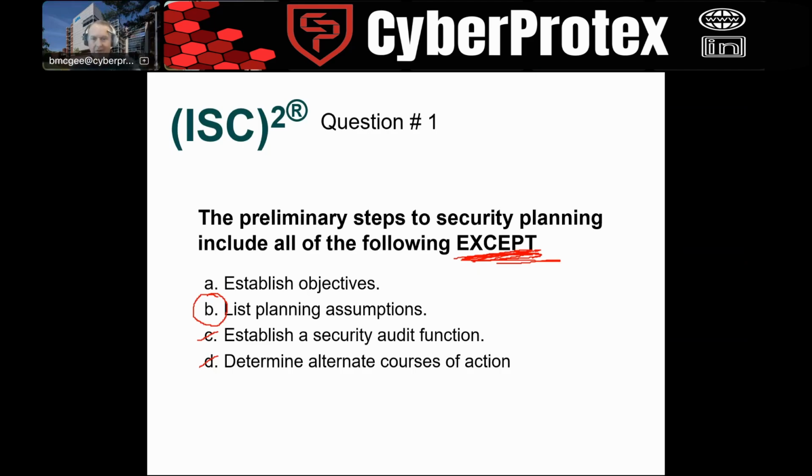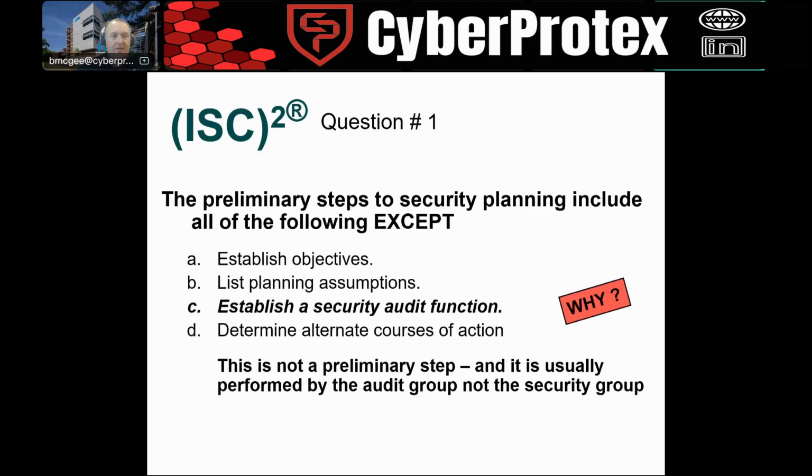How about, why did you go with C here? Just guessing, but no. Because you want to know why you're doing what you're doing, so those to me are the objectives. And then you want to know what you're working with, so those are your assumptions. And then determine alternate courses of action, I mean, that's something that you'll want to do. So that's how I came to C.